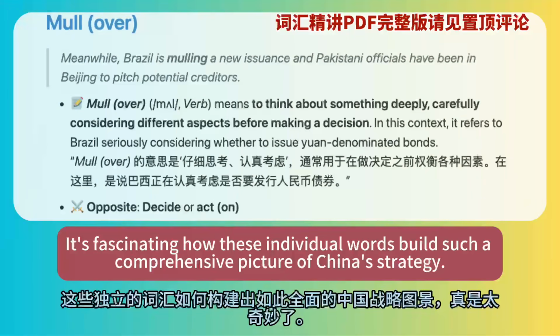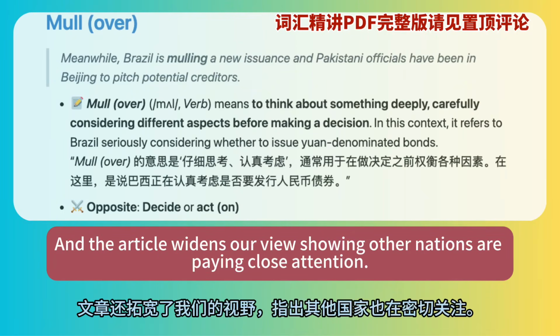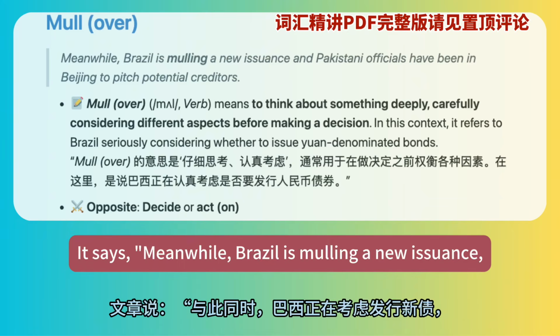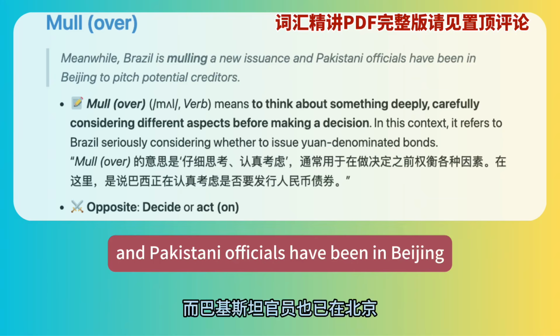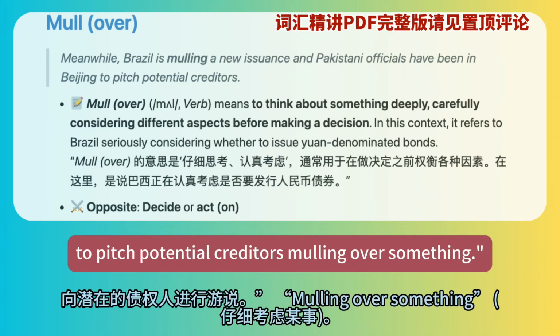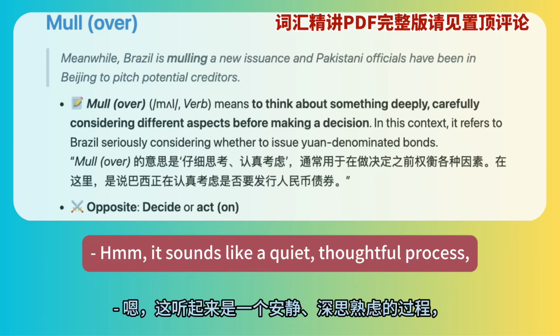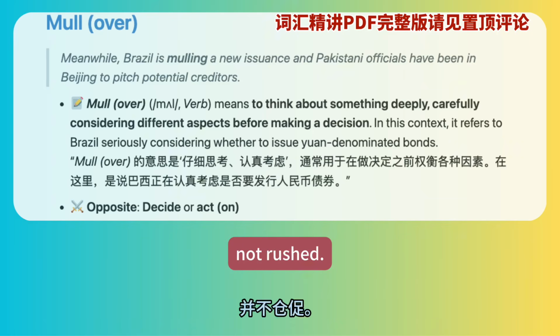It's fascinating how these individual words build such a comprehensive picture of China's strategy. And the article widens our view, showing other nations are paying close attention. It says, meanwhile, Brazil is mulling a new issuance, and Pakistani officials have been in Beijing to pitch potential creditors. Mulling over something. It sounds like a quiet, thoughtful process, not rushed.